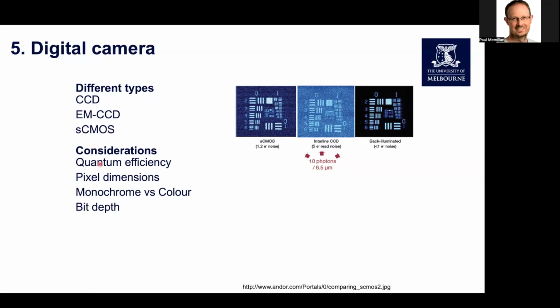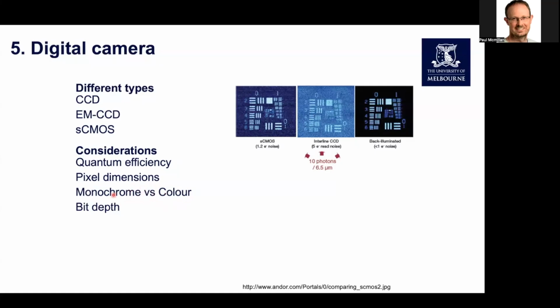And some of the things for us to think about are the quantum efficiency of the camera, and we're up now with these cameras up to kind of 95% quantum efficiency, so very, very efficient in terms of converting a photon that's hitting the camera into an electronic signal. We'll cover, I think later on in this talk, the importance of the pixel dimensions in our image as well.